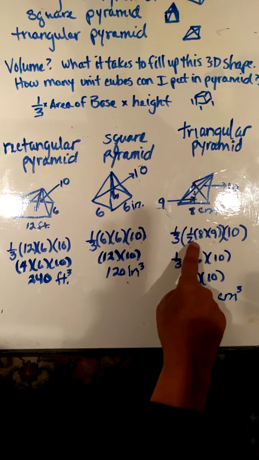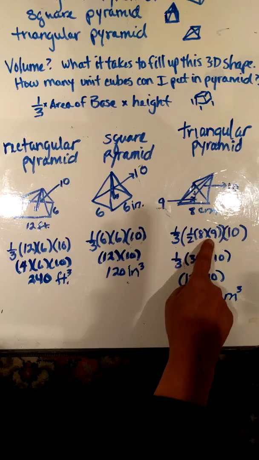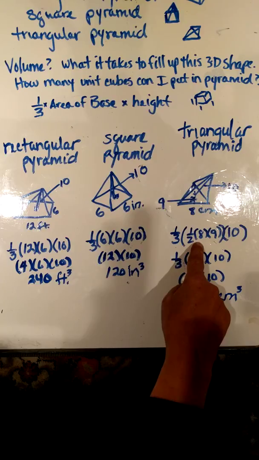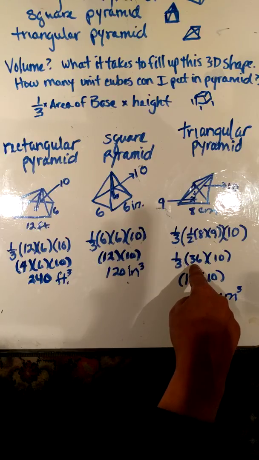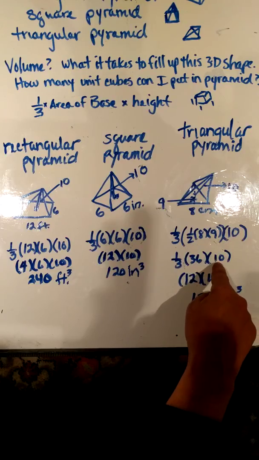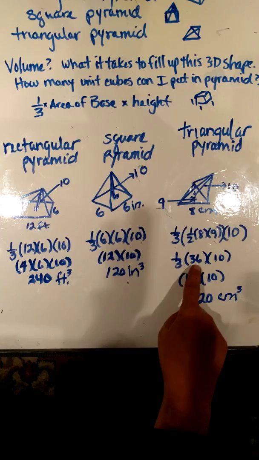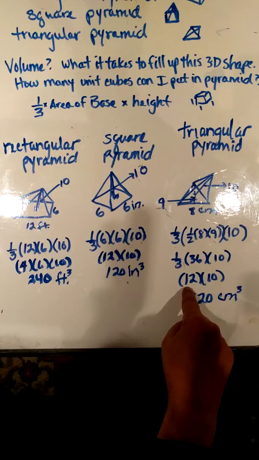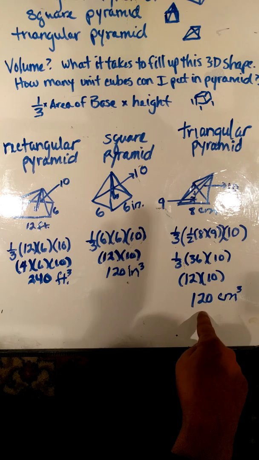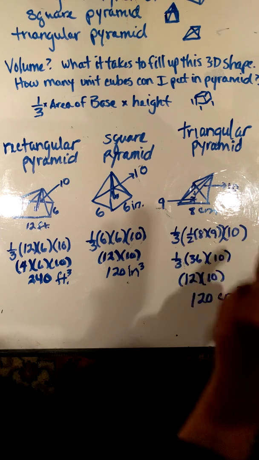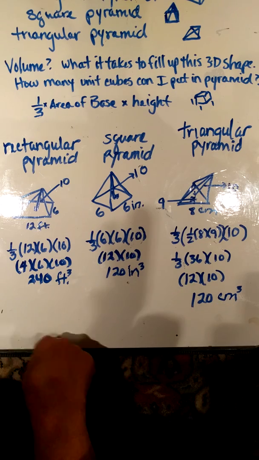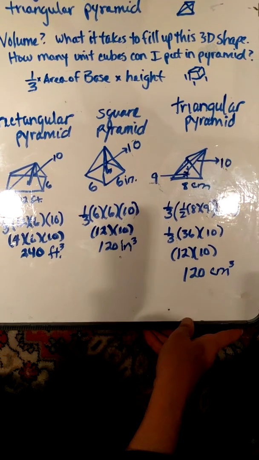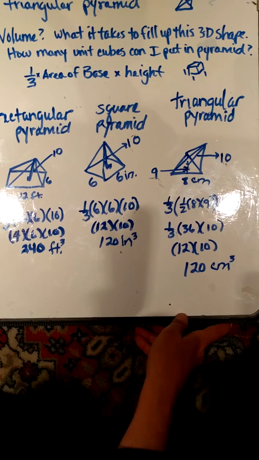and that's going to calculate to 1/3. This is 72. Half of 72 is 36. And this is the 10. So this would be 1/3 of 36 is 12, and then times 10, so again 120. Here we're measuring centimeters, so centimeters cubed. And that is the volume of pyramids.